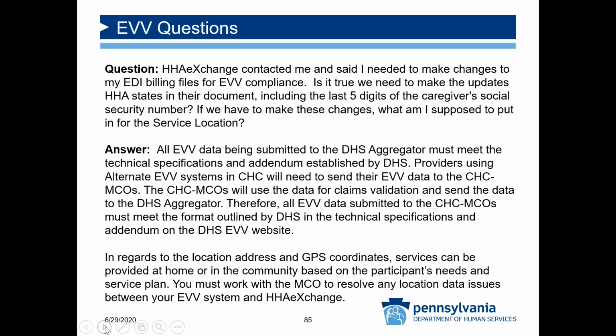In regards to the location address and GPS coordinates, services can be provided at home or in the community based on the participant's needs and service plan. You must work with the MCO to resolve any location data issues between your EVV system and HHA Exchange.